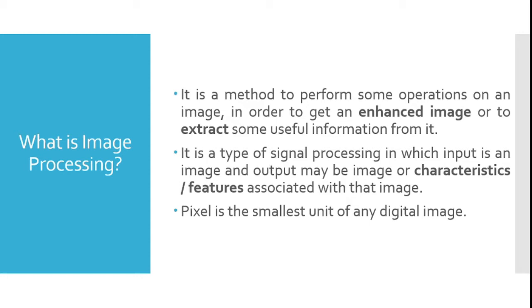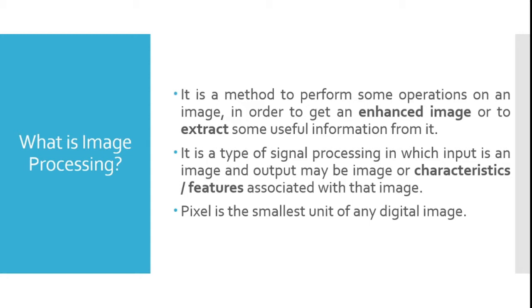What is image processing? It is a method to perform some operations on an image in order to get an enhanced image or to extract some useful information from it. As the processing part is there, we are processing the image to get some useful information from it.